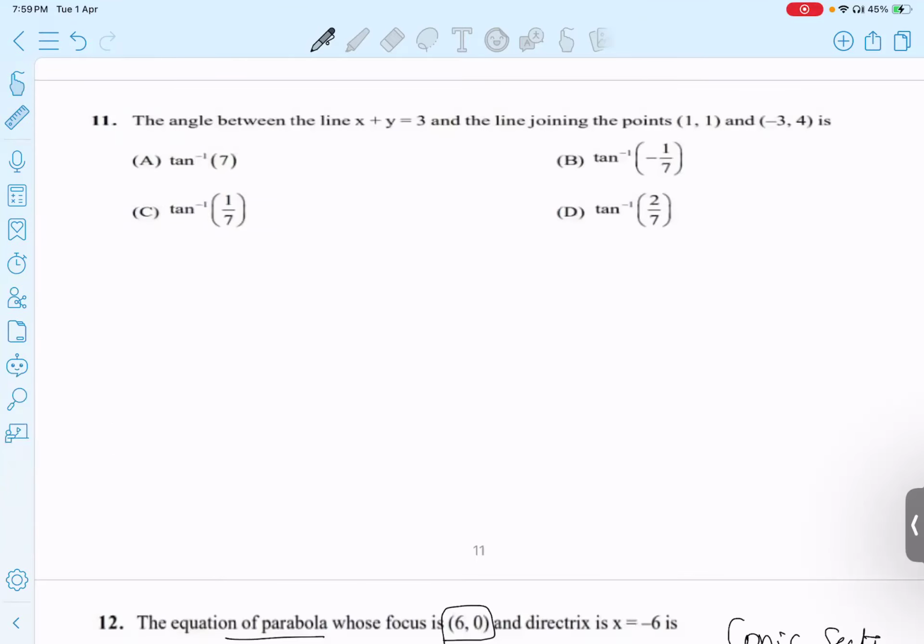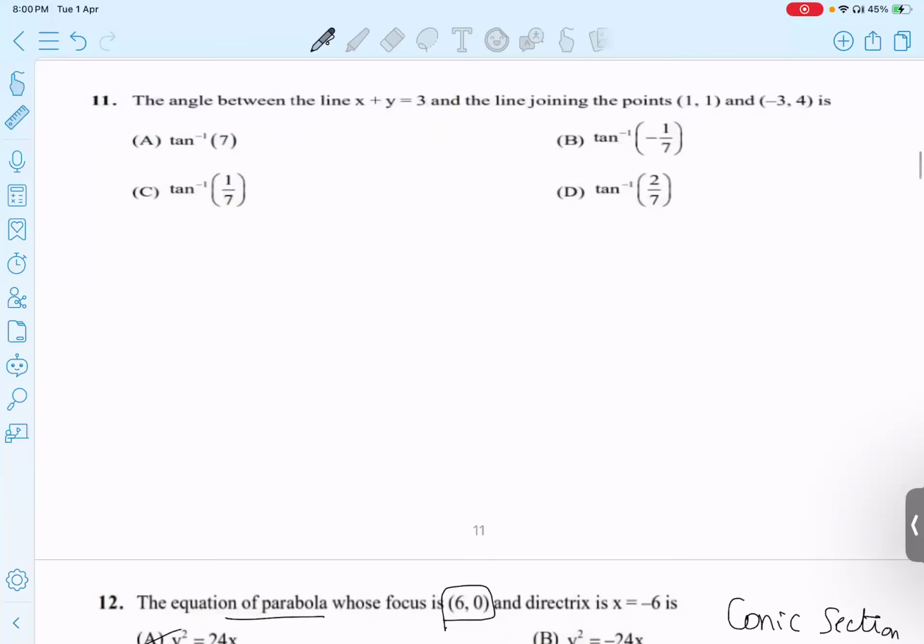So the next question, 11th question. The angle between the lines. So let us find what is the angle between the lines. Angle between two lines is given by what? It's a straight line chapter. Let us consider L1 and L2 are the lines, and theta is the angle between those two lines.